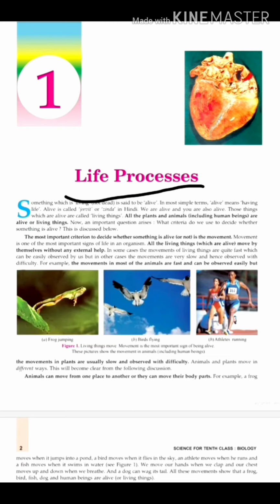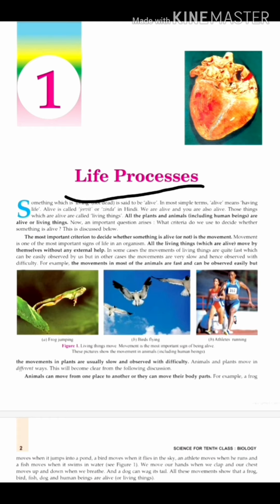Now in my mind one question arises: what criteria do we use to decide whether something is alive? किससे पता लगता है कि जो इंसान अभी तक ज़िंदा है या नहीं है? उसकी मूवमेंट से. Movement is the most important criteria. हम मूवमेंट से पता लगा सकते हैं कि कौन अभी तक ज़िंदा है या नहीं है. But in some cases some animals are moving fast and some animals are moving slow, and in plants moving parts are there but they are not moving themselves, only some parts of the plant are moving.